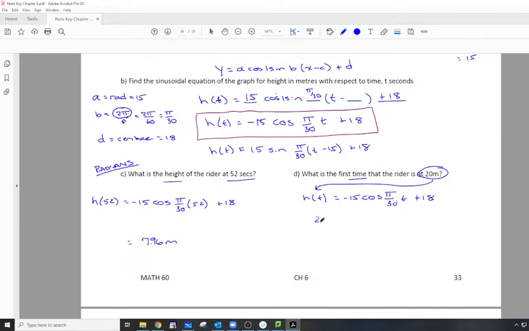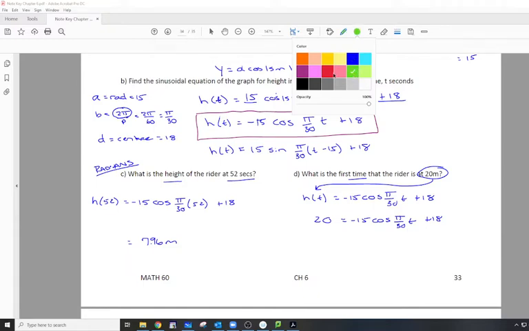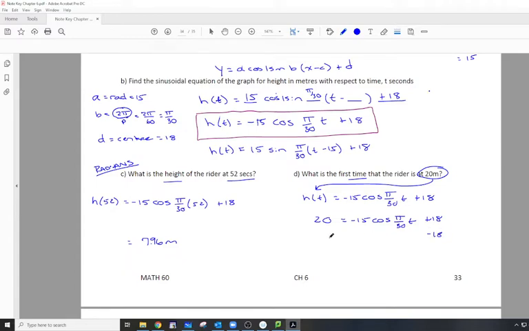So in for height, you're going to put 20. So 20 equals negative 15 cos pi by 30 t plus 18. And now you are just isolating t. So if you think of solving any linear equation, the first step I'm going to do is minus 18 from each side. I end up with 2 equals negative 15 cos pi by 30 t.